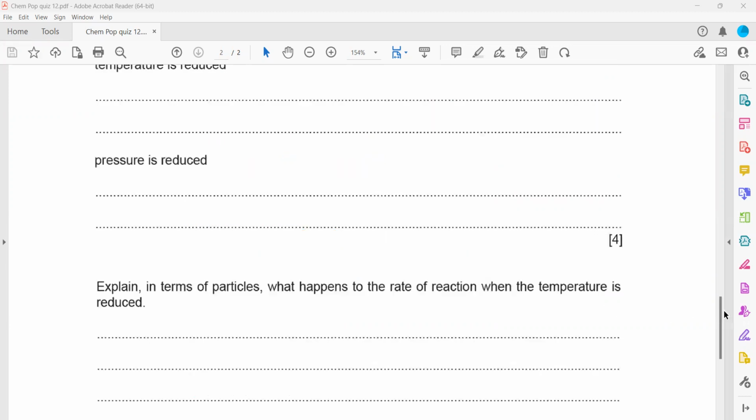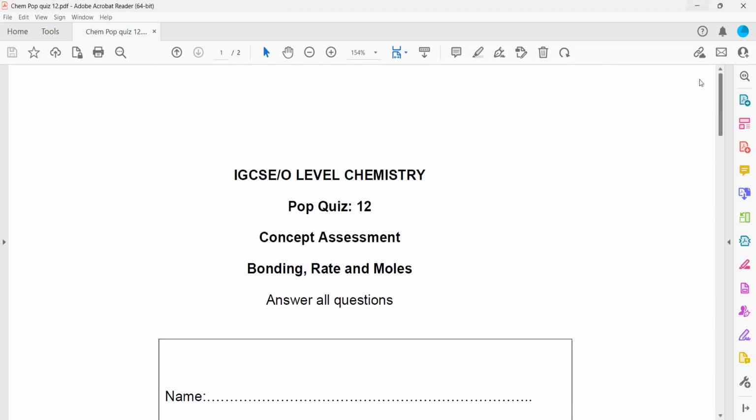So this was a pop quiz which was mainly related to reversible reactions.